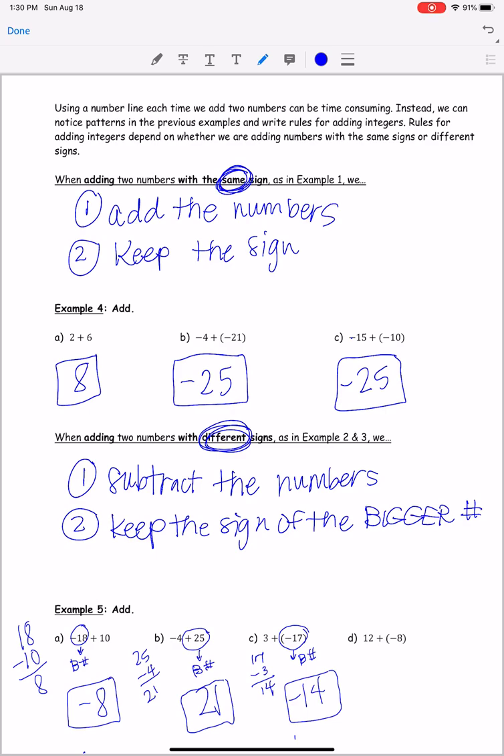And lastly on D, you got a positive 12 plus a negative 8. So subtract these two numbers. 12 minus 8 is 4. And my bigger number is this 12. 12 is positive, so my answer is positive.